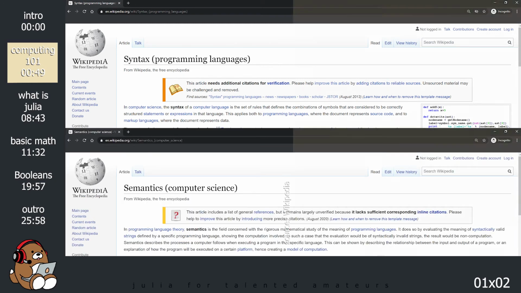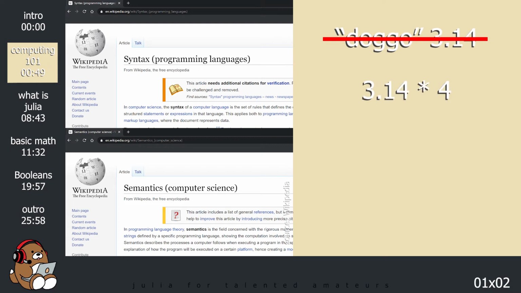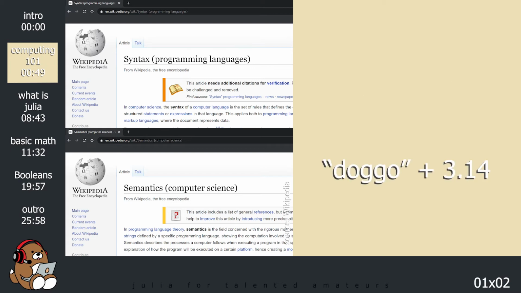What does that mean? Expressions must be syntactically valid. So for example, the expression "doggo" space 3.14, this syntax is not valid, whereas in the example 3.14 times 4, the syntax is valid. Syntactically valid expressions must also have meaning. So for example, "doggo" plus 3.14, this syntax is valid, but this expression has no meaning. Whereas 3.14 times 4, this syntax is valid, and this expression has meaning. Thus, it is syntactically and semantically correct.